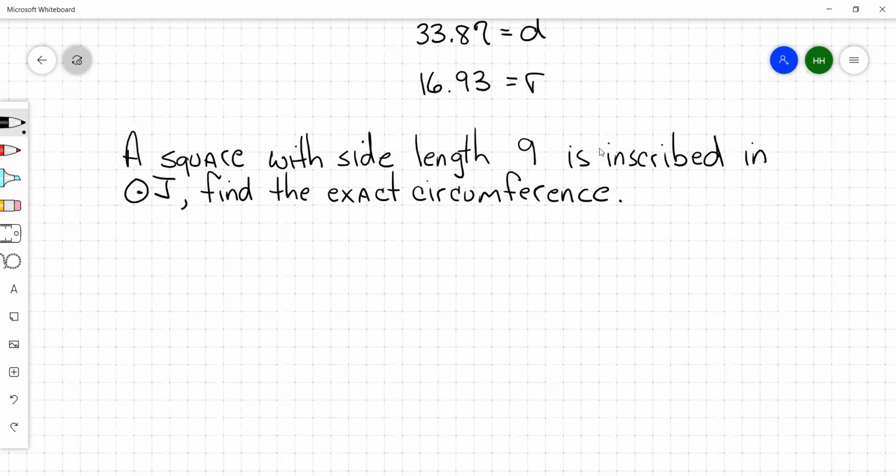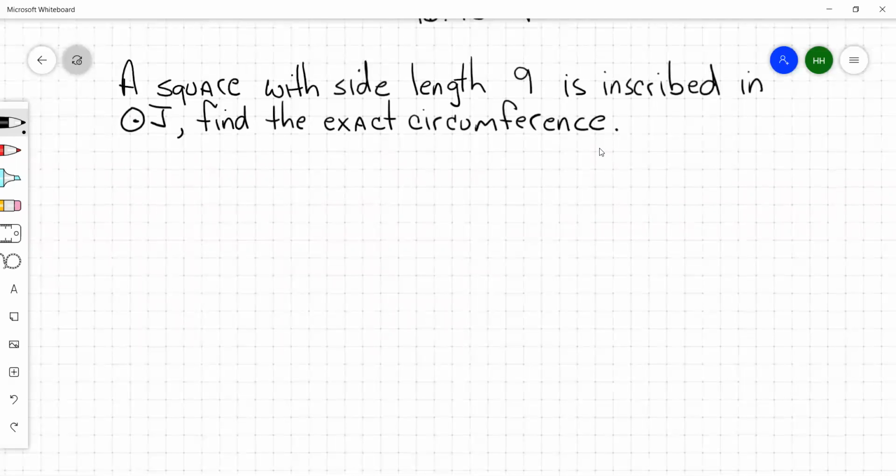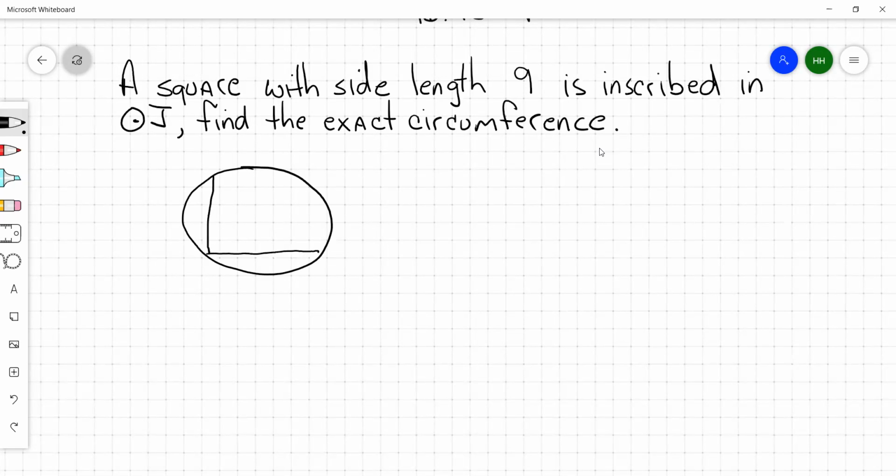All right, so you got to draw back on some previous stuff that you've learned in here. So the first thing I want to do is draw a picture. So here's our circle. And then I'm going to try to draw a square inside of it because this square is inscribed. Okay, so you got to find the circumference of this circle. And here's the information that you're given, that one of these sides of the square is 9.